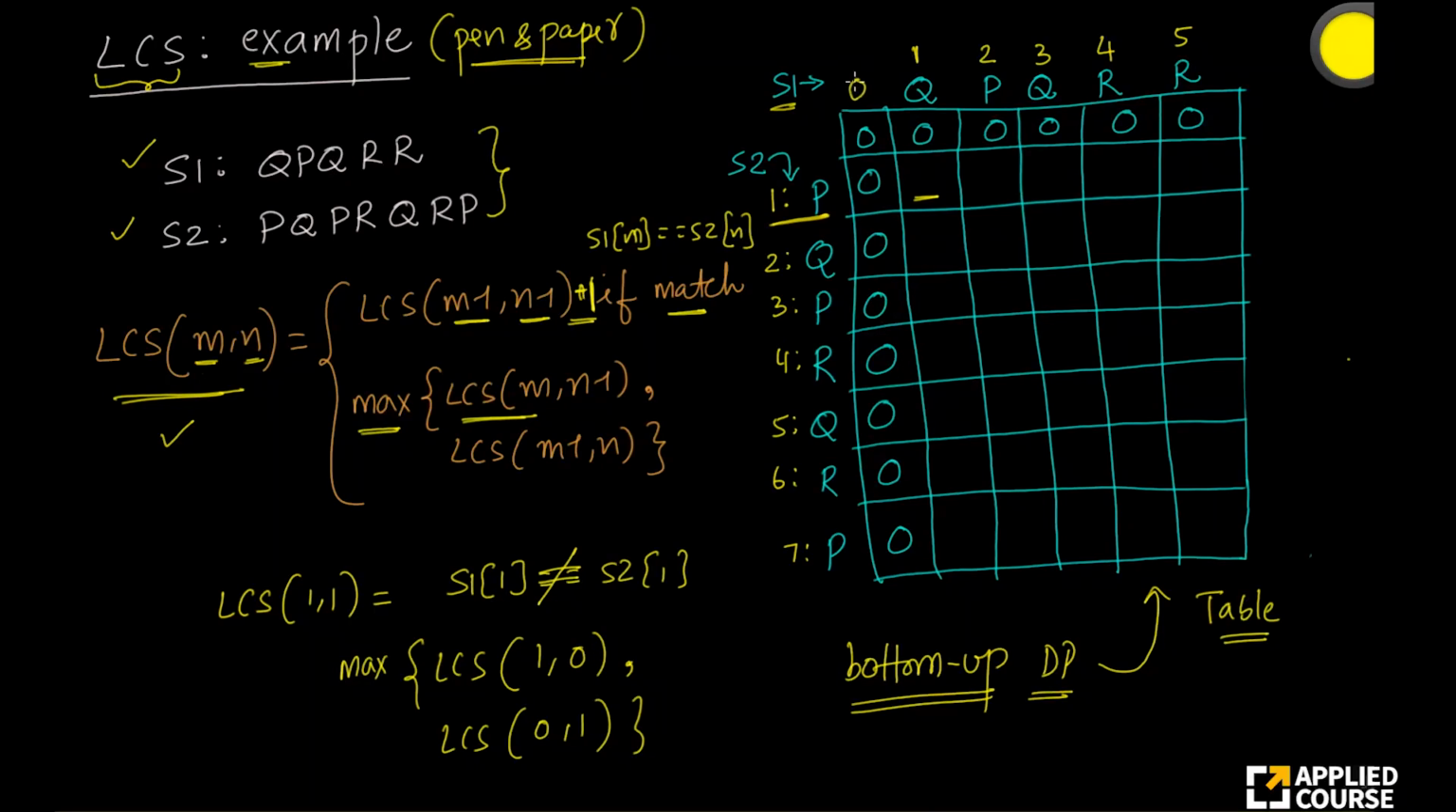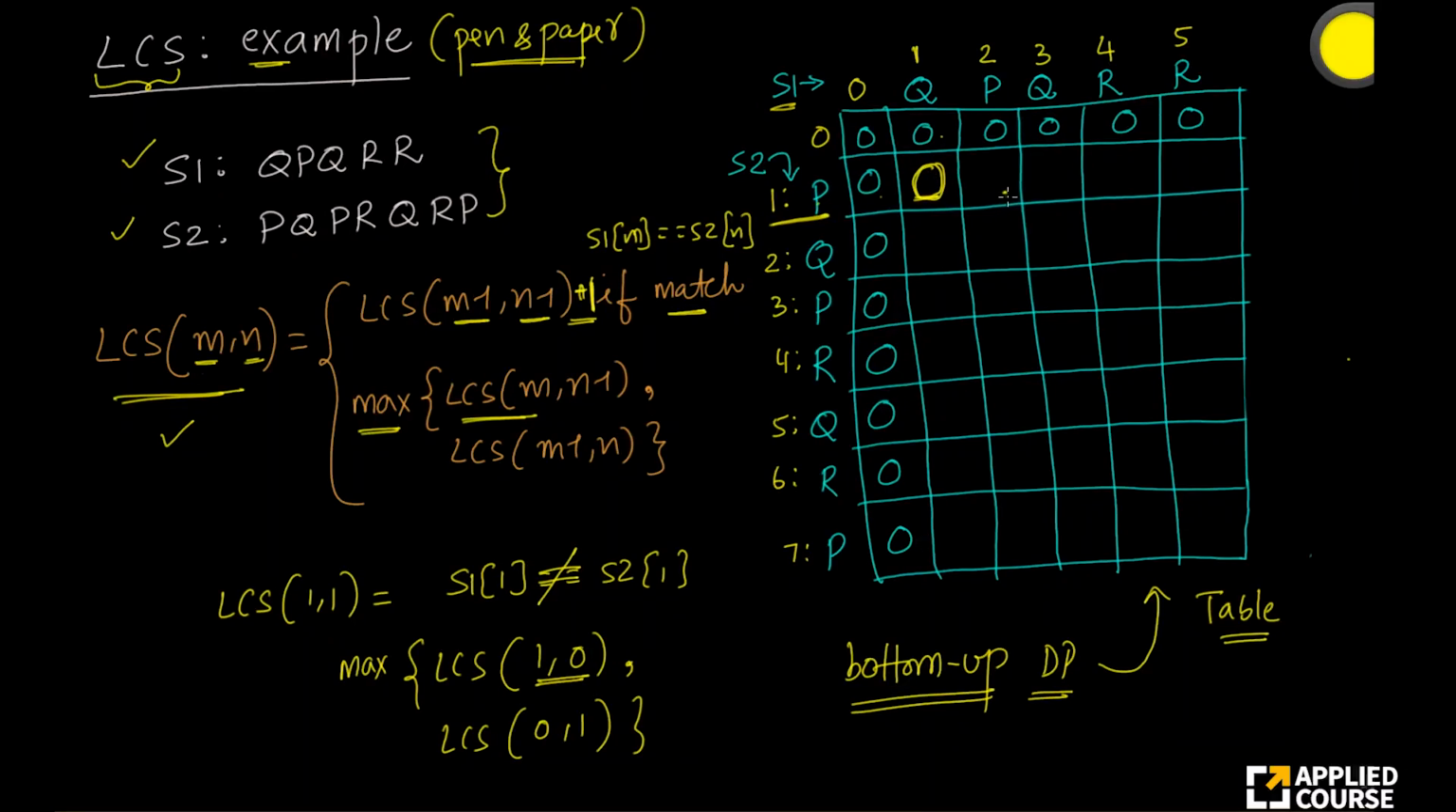So you can think of this as 0 and 0. Of course, when you have LCS of 1, 0, if the string length itself is 0, there is nothing to be found. So the value here, because P and Q are not matching, is the max of this and this. It is the max of this and this, because what is this? This is 0, 1. This is 1, 0. The max of these two is equal to 0.